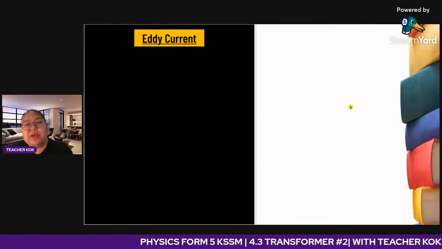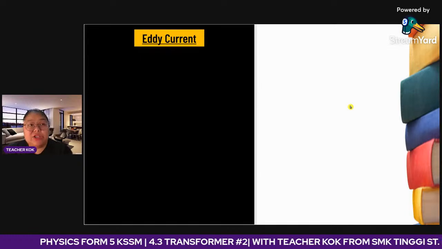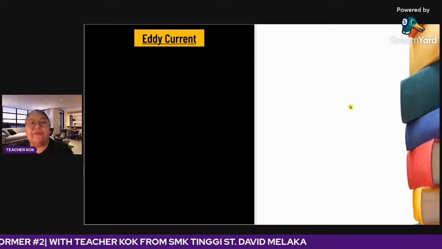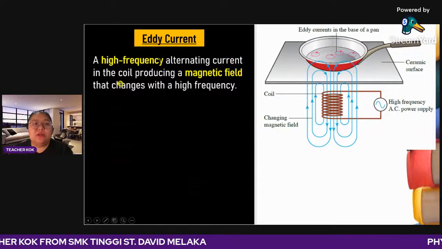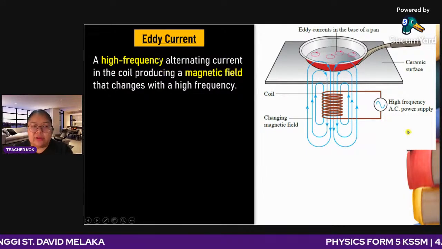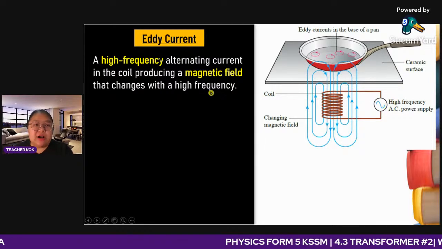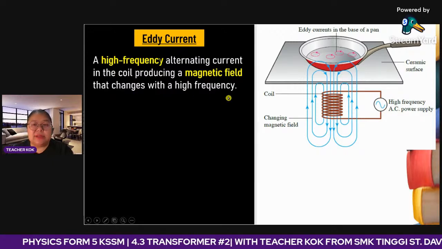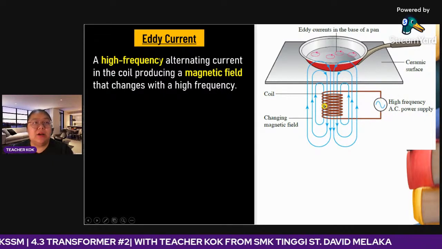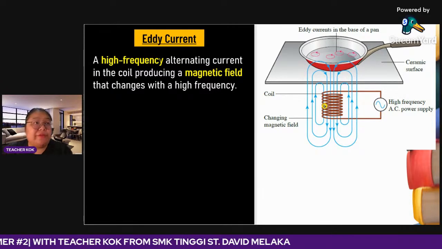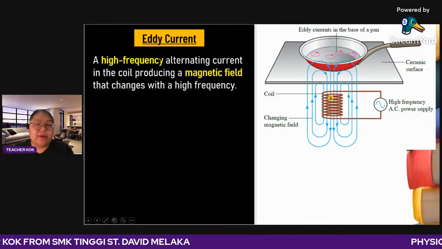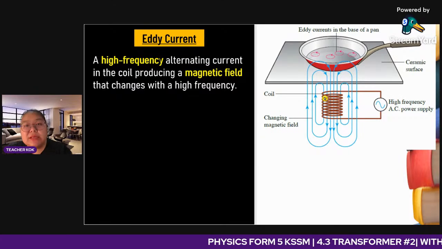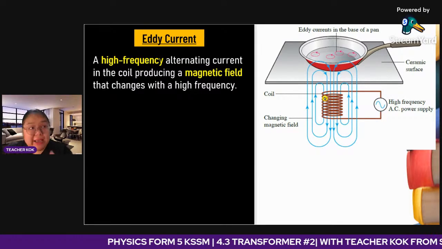Eddy current is lost energy from the transformer because it produces heat. But eddy current also has another function. You can see from here, a high frequency alternating current. You can see the circuit now, they draw alternating current. In the coil, they produce a magnetic field that changes at high frequency. So when the alternating current moves, it produces changing magnetic flux. From here, you can see there is a coil. When the flux changes, it's the same as the transformer, changing magnetic flux. This situation also produces an eddy current.